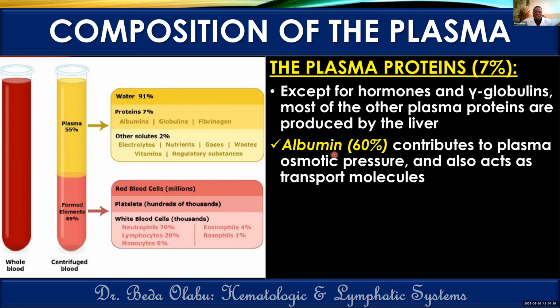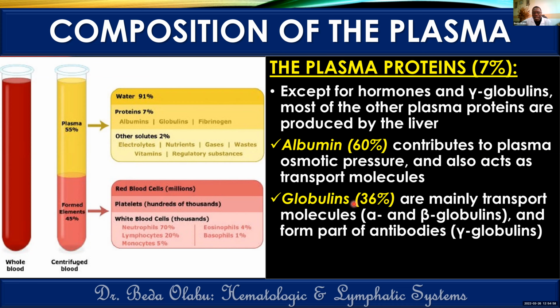The most abundant of the plasma proteins is albumin. Its key functions are to contribute to the osmotic pressure of blood. So this is the one that helps to pull water into the vascular system, as opposed to water being in the interstitial tissue. Well, there are some substances that are also bound to albumin, so that albumin can also transport them.